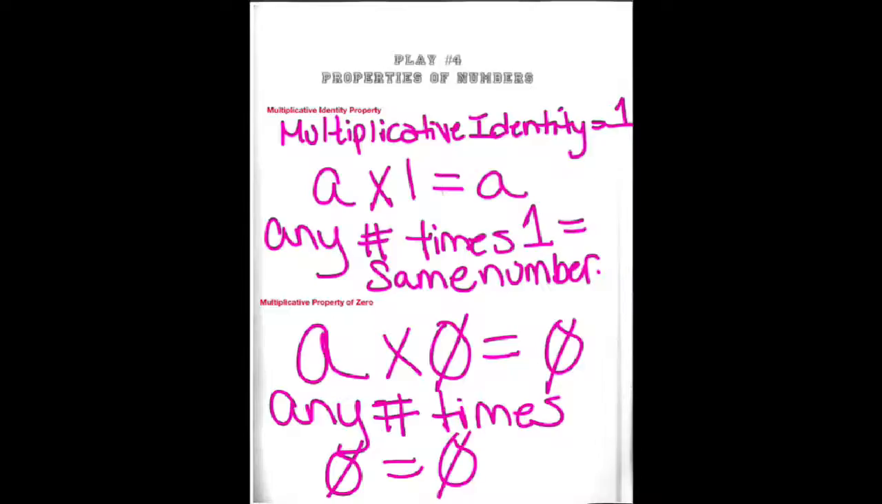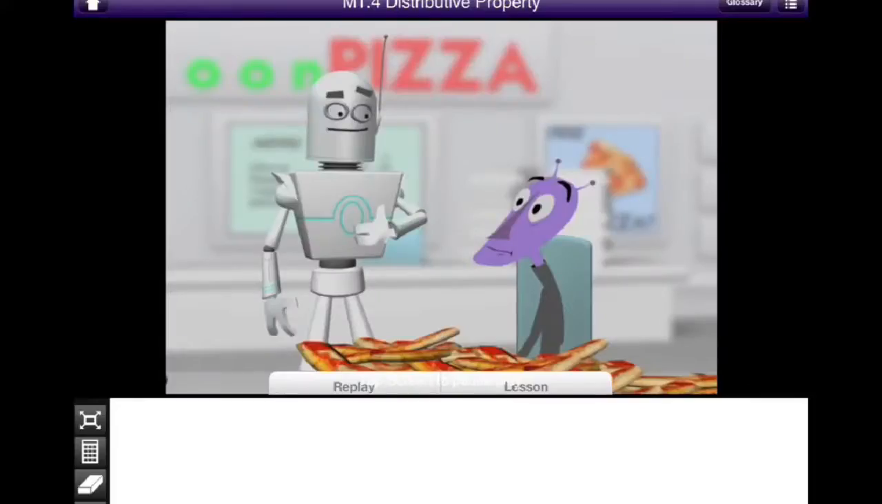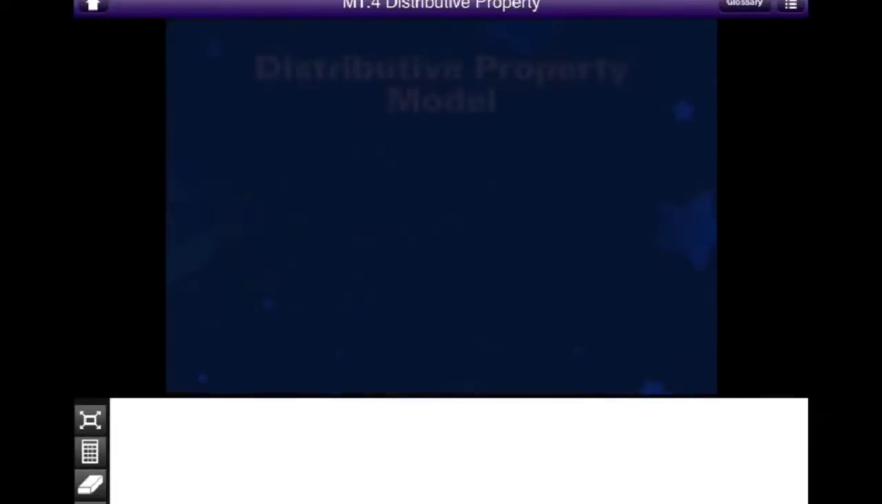Okay. And your very last property is going to be the distributive property of multiplication over addition and subtraction. Multiplying is not hard if you distribute your numbers wisely.